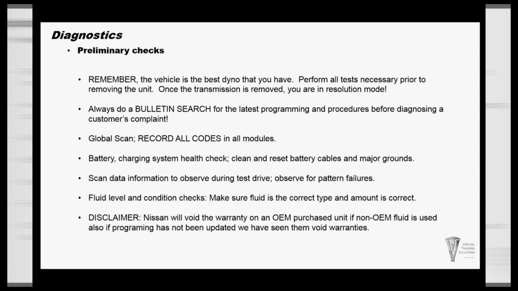Also, you want to go into the global scan and record all codes in all the different modules. This is very important, so write all these codes down. In CVT systems, a lot of different modules like the ABS can affect and will affect the transmission operation. So make sure you record all the module codes and keep a record of that.